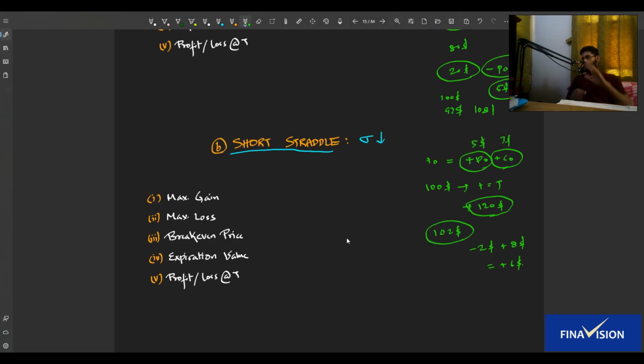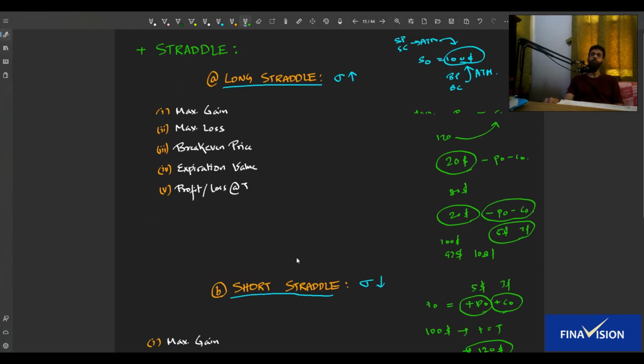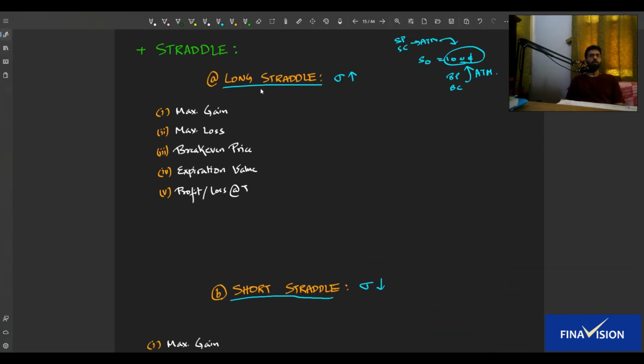Now these are the strategies we have briefed before. Now we are going to generalize it and put in values. What is the expiration value? What is the profit and loss? What is the initial cash flows? What is the break-even price, max loss and max gain? Let's do it one by one. Let me remove the rough work first. So first let us look at the long straddle. The initial cash flows are minus P0 and minus C0 because we have bought both the options at time 0, right?